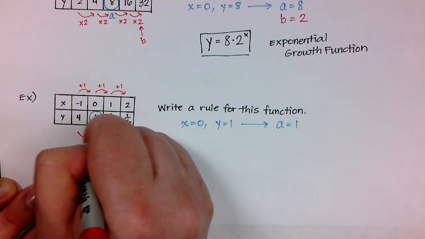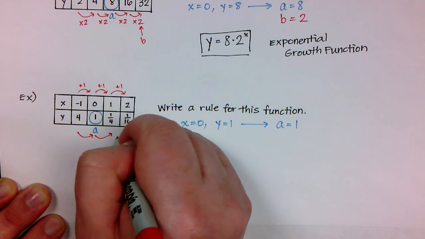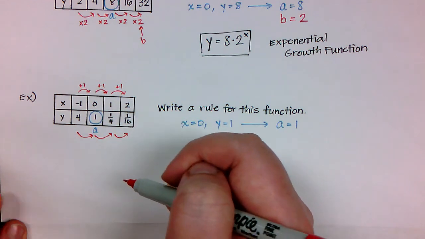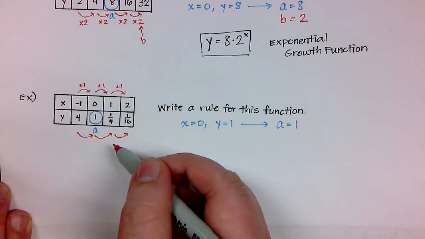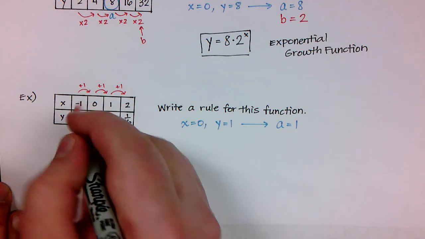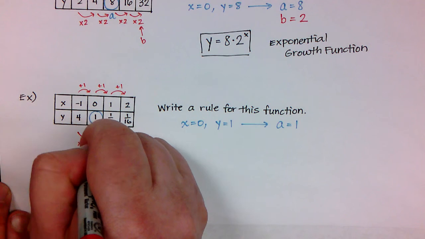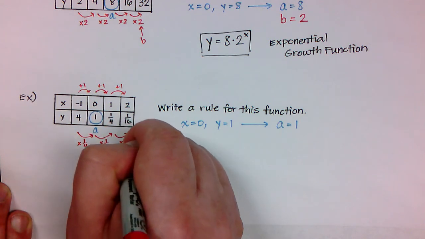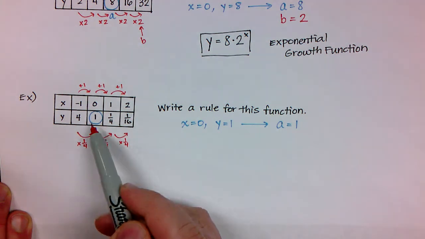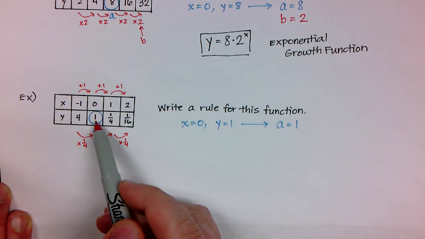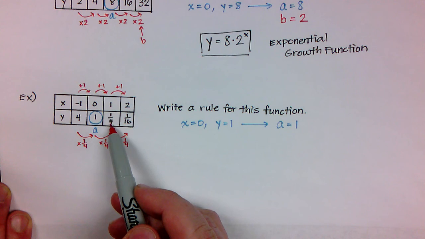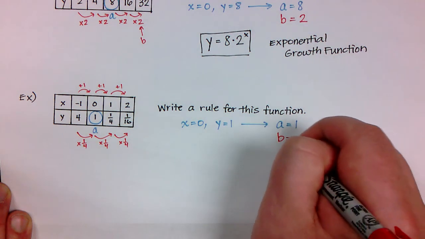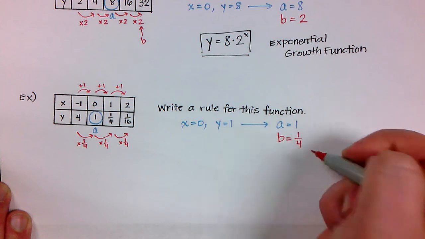But the bottom, how do I get from 4 to 1, or 1 to 1/4, or 1/4 to 1/16? I'm not adding anything. It's getting smaller, but I'm not subtracting the same number. But I am multiplying each time by 1/4. If you have any problems like this and you get stuck, always look for if you can find a 1 and then see what you're multiplying that by. And that might be the easiest one for you to look for. So this is telling me that my b is going to be 1/4.